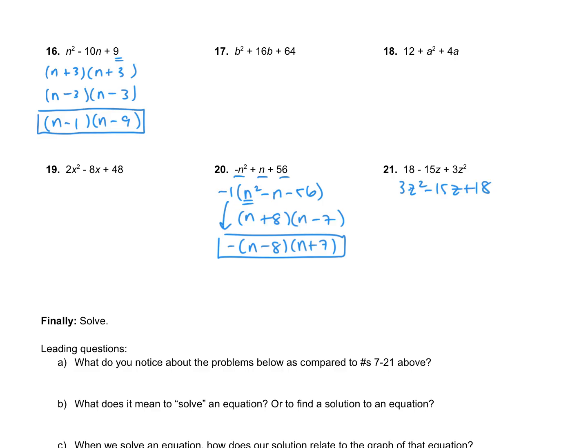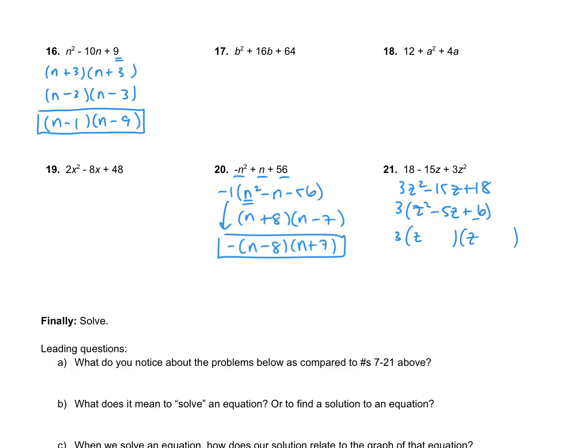Okay, now I have to figure out what I can take out of all of those. 3. They all have a 3 in them. AJ, if I take a 3 out of every term, what am I left with? Z squared minus 5 plus 6. Okay. So now, if we're doing some guess and check, the only way to get z squared is z times z.